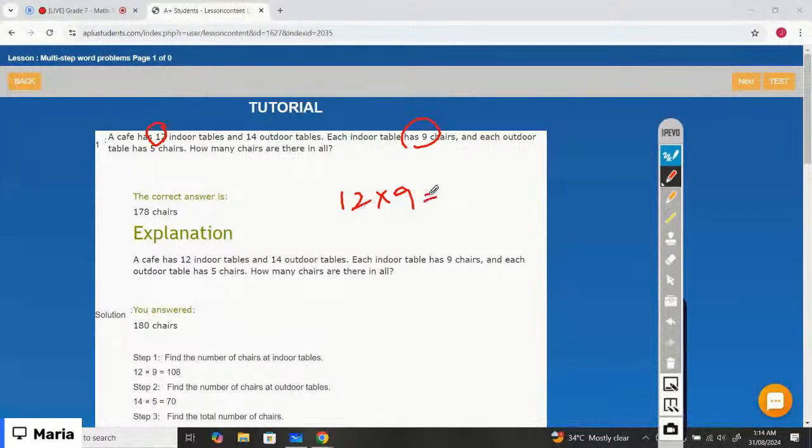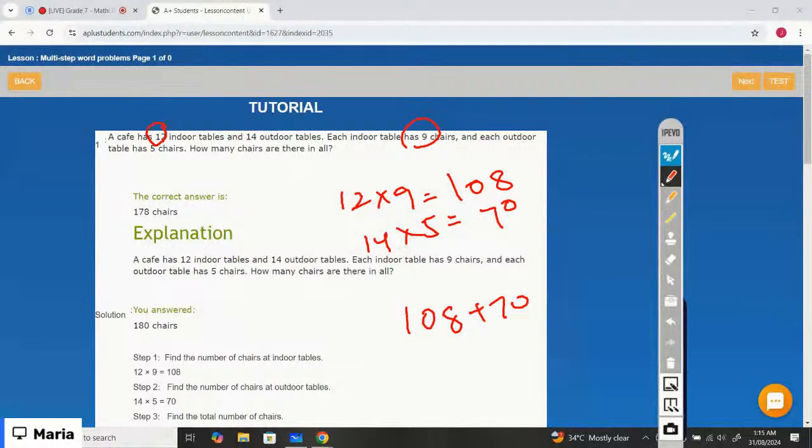So 12 times 9 is 108. Then you have 14 outdoor tables and each outdoor table have 5. So you have to do 14 times 5, that is 70. Now you need to calculate the total chairs, so simply add 108 plus 70. So basically, they are the questions that have more than one steps. You need to understand the question carefully, do the steps one by one, and then you can get your answer.